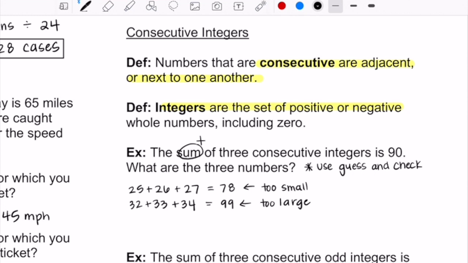So you would use your calculator, you would try some other numbers, and you'll get that for these, the answer to the question is 29, 30, and 31. Because when you add those up, you want them to add up to 90, and the three of those numbers do add up to 90. So the three numbers, it says what are the three numbers? So the three numbers would be 29, 30, and 31.